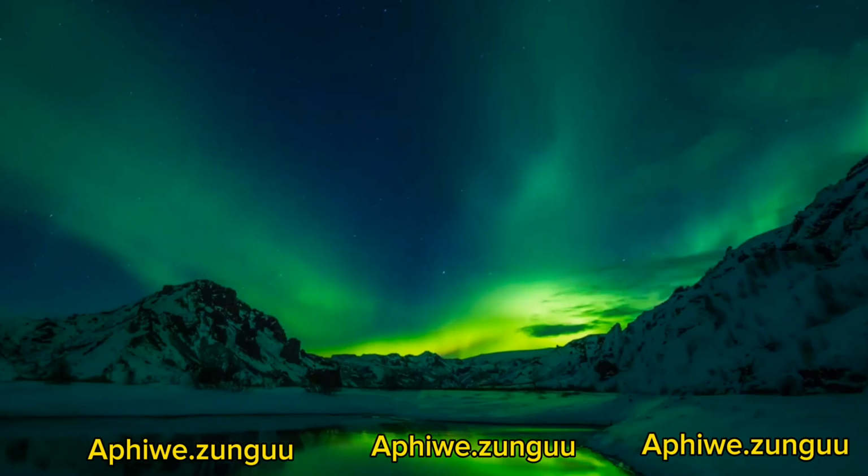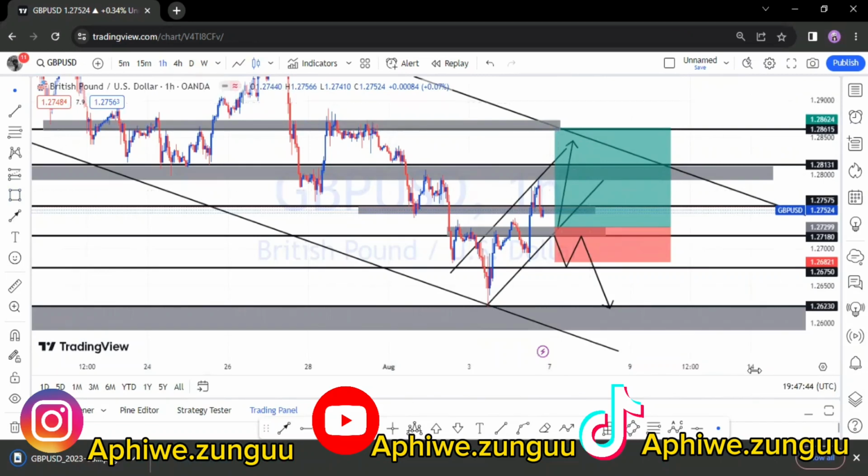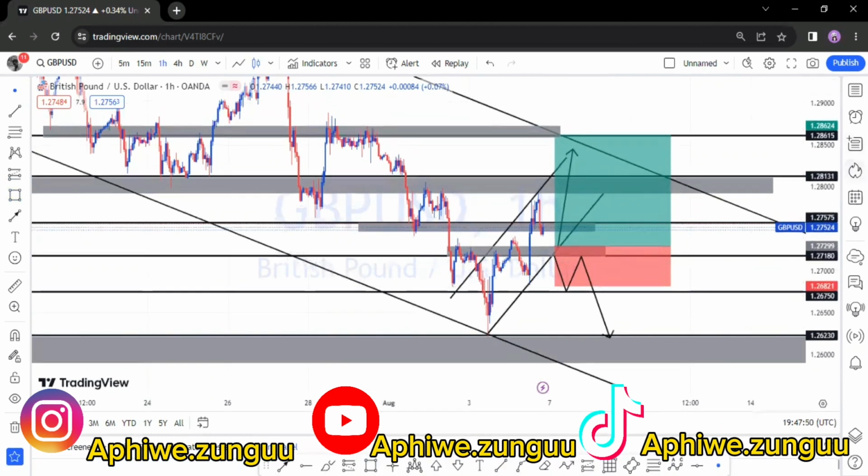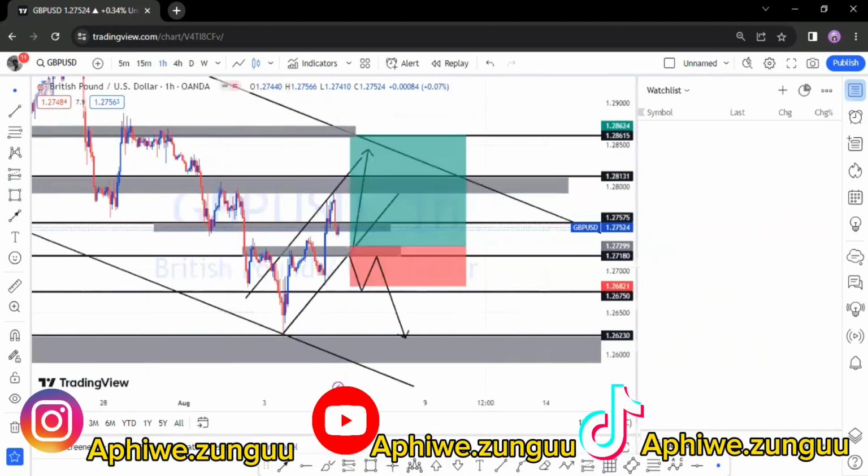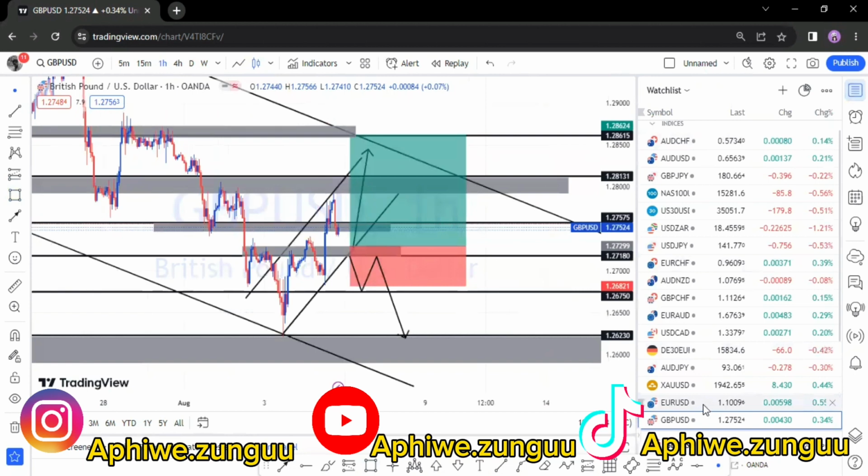So guys, the most beautiful thing about trading is that you can be your own boss. You can enter whenever, you can exit whenever. You can choose when to trade, you can choose when not to trade, right? So this is what I'm actually seeing on GBP USD. Let's keep the video short and simple, and let's jump straight into Euro USD, right?